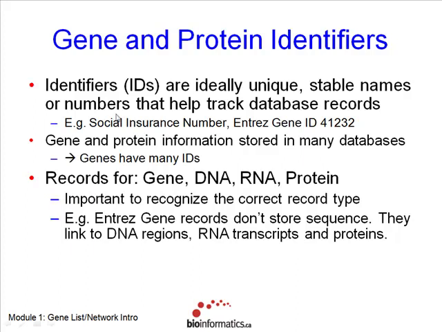As many people know, identifiers are used to track things. If you want to track something like a protein or a gene in a database, ideally you use some unique and stable name for it. We all have social insurance numbers, for instance, which are unique and stable. Entrez gene IDs for genes are definitely unique and fairly stable; they almost never change. But a lot of identifiers for genes are not always unique and stable. Because gene and protein information is stored in many databases, every database assigns its own tracking number, and that causes a lot of confusion if you have different tracking numbers from different databases.